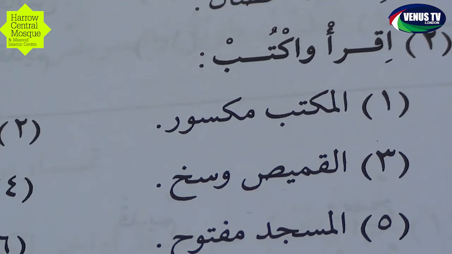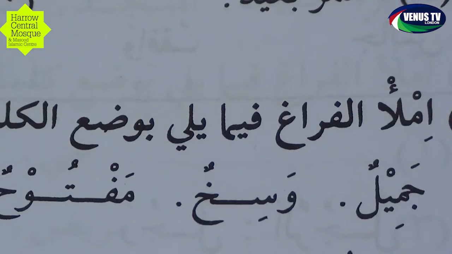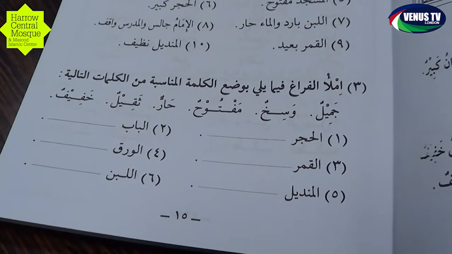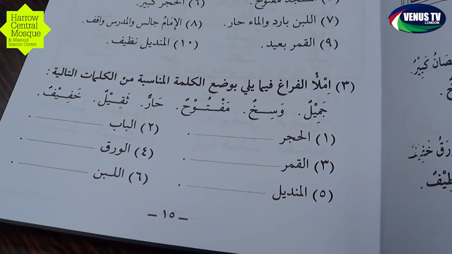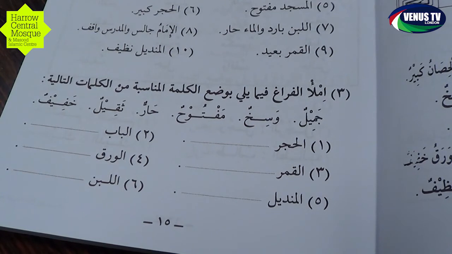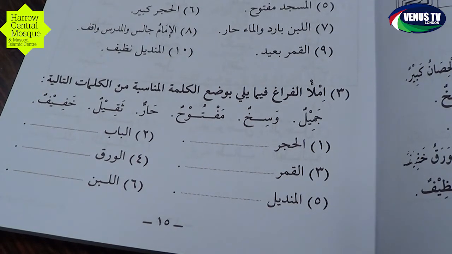Number three, it means imla. Imla means fill in. Al-faragh means empty. Fi ma yali, in what is coming. Bi al-kalimat al-munasiba, with an appropriate word. Min al-kalimat al-taliya, from the following words. So for example, jameelun, wasifun, maftuun, harun, taqeelun, khafifun. Al-Hajaru, is Hajar Jameel, is Hajar Wasikh, is Hajar Maftuh, is Hajar Har, is Hajar Thaqeel, is Hajar Khafif? Because you have the vocabulary, you now have to put in the right word. Okay?